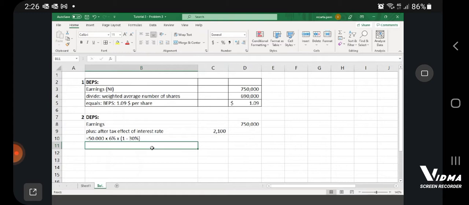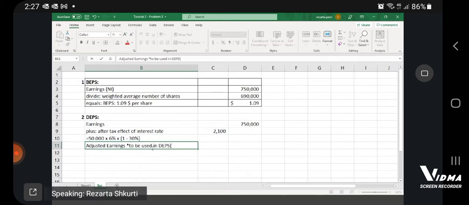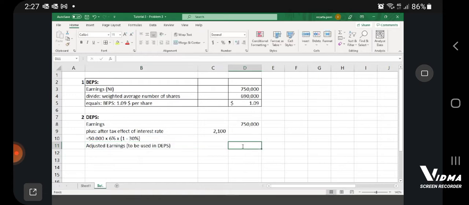That gives us the adjusted earnings to be used in calculation of diluted earnings per share. So this is something that we need to adjust before we continue with the calculation of diluted earnings per share. So this is the new amount of earnings that I need to take into consideration for calculating the new ratio.